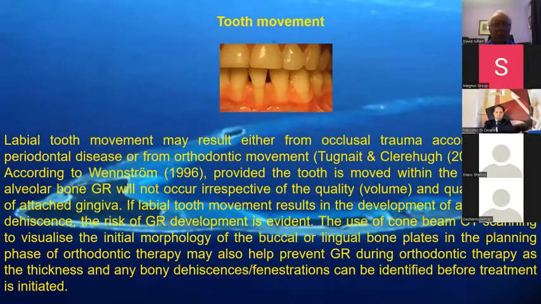Tooth movement, we've already discussed this. Again, I've mentioned the thin buccal and lingual plates. We have to be very careful. Any bony dehiscences or fenestrations, ideally it would be useful to identify them before orthodontic treatment is started. Put simply, the foundation of the bone, I think, is key for the coverage of the gingiva, and also in successful management if we're using surgical procedures to cover any recession. Next slide, please.